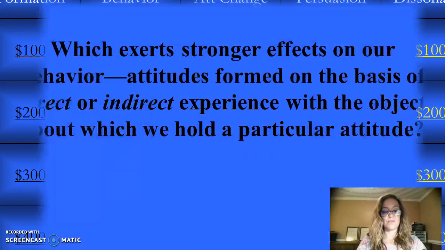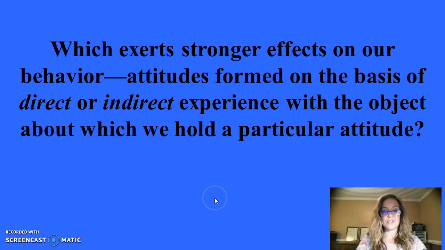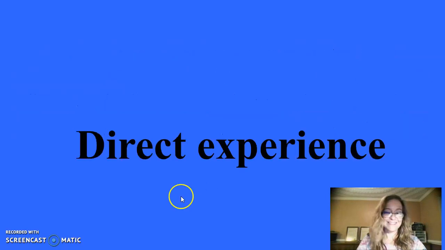attitudes influence behavior for 500. Which exerts stronger effects on our behavior: attitudes formed on the basis of direct or indirect experience with the object about which we hold a particular attitude? What is direct experience? Attitudes formed on the basis of direct experience are likely to be stronger and be more likely to come to mind in the presence of the attitude object. It also increases personal relevance.